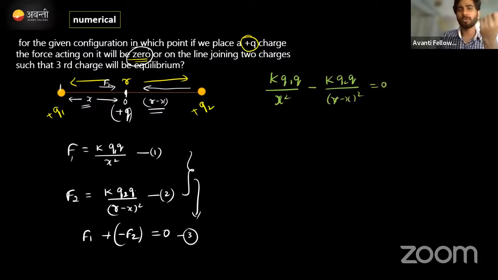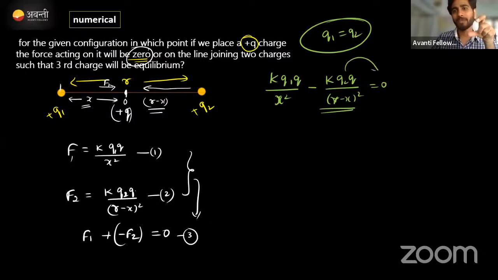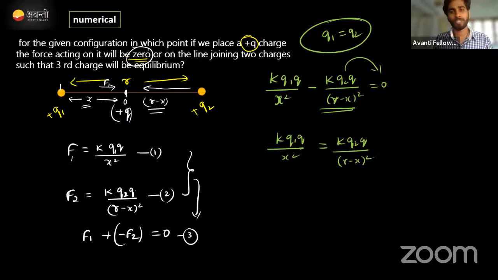And this Q1 and Q2, Q1 equals Q2, both are the same, right? Now this is a negative term. I will take this one to the right hand side, then it will become positive, right? Q1 Q divided by X square is equal to, right hand side I am taking, K Q2 Q divided by R minus X whole square.